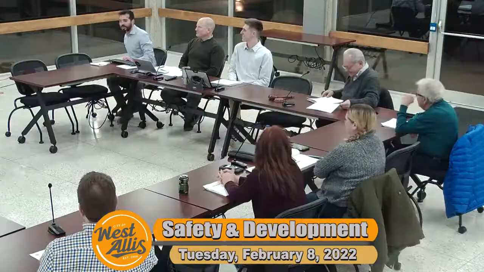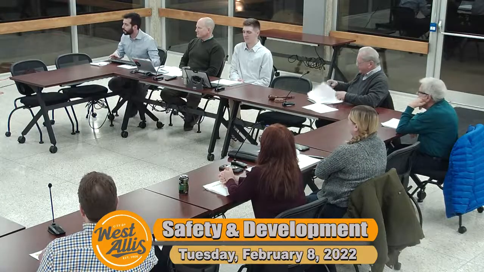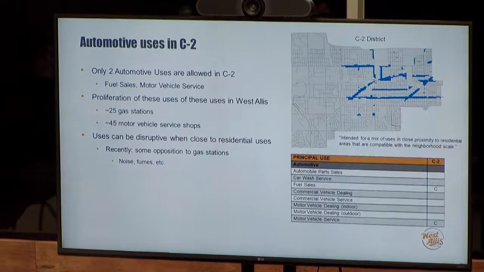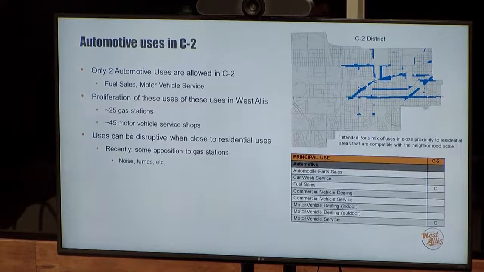All right, so this next change, we're also going to be presenting a few different options for you all. We're talking about automotive uses in the C2 district. The only two automotive uses allowed in C2 are fuel sales and motor vehicle service. There are 25 gas stations within the city of West Allis and 45 motor vehicle service shops. And just for context, the C2 district is intended for a mix of uses in close proximity to residential areas that are compatible with the neighborhood scale.